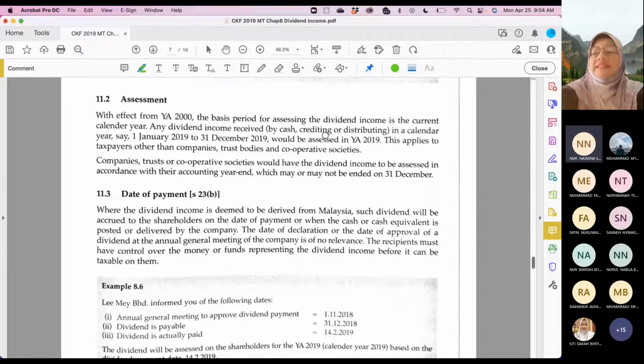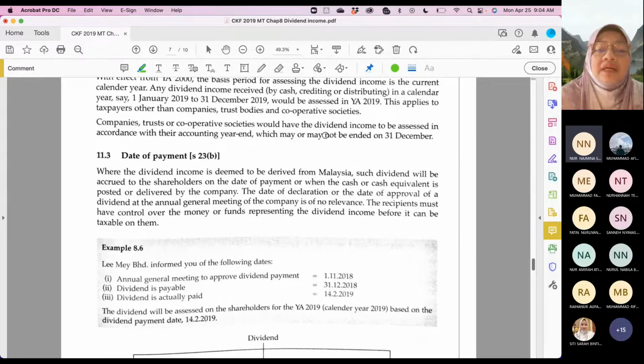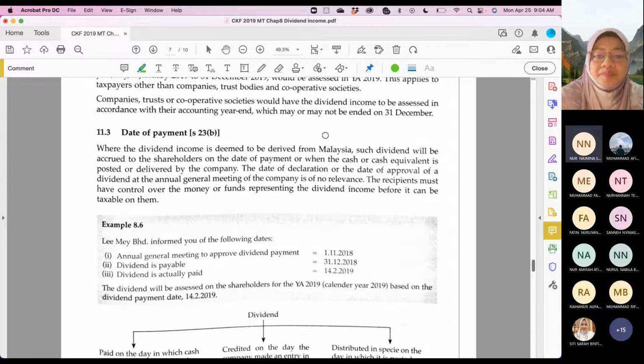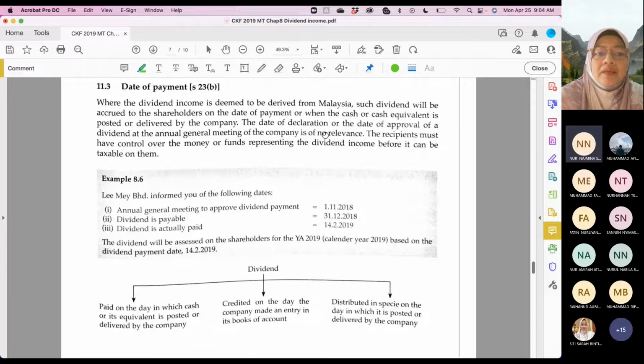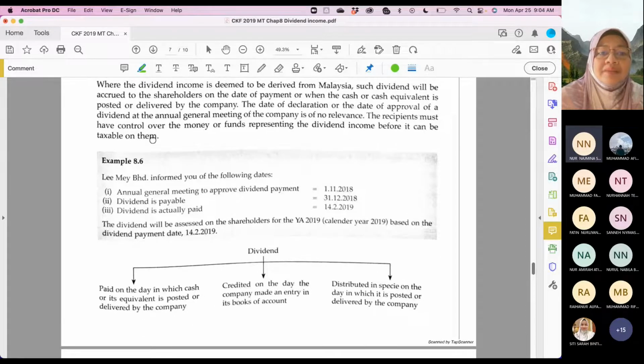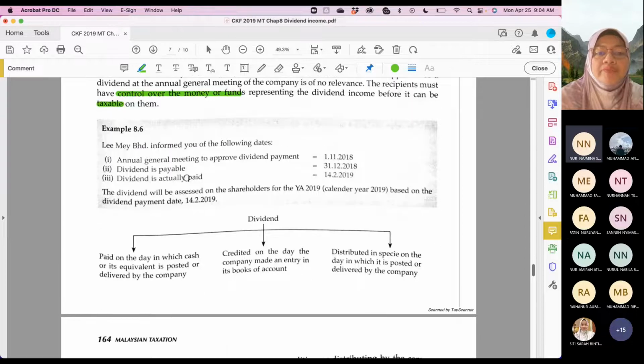So when is the date of payment? You look at the information. We're going to tax you based on the date of payment. The recipient must have control over the money. If you have control over the money or funds, then only it will be taxed on them. For example, the AGM is 1st of November. Dividend is payable on 31st of December, and it is actually paid on 14th of February 2019.